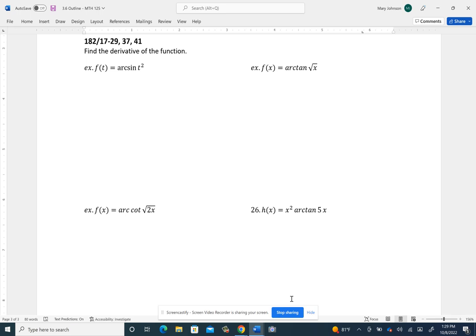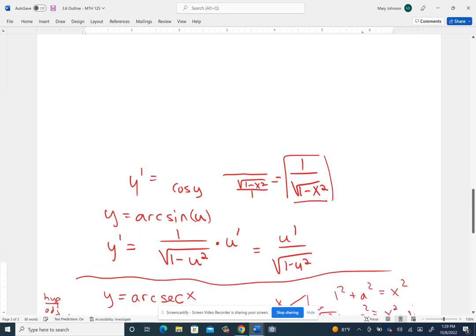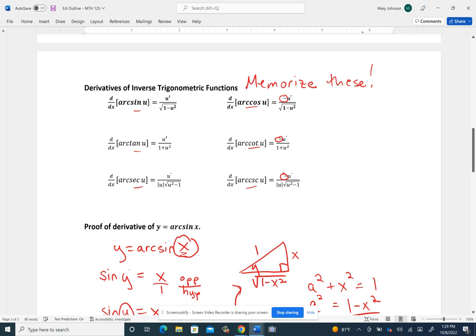All right, so the first example starts out with arcsine of t squared. So the formula for the derivative of arcsine, remember, was u prime over square root of 1 minus u squared. Okay, that was the formula. Just back from here is where I'm getting it. Okay, just right here.